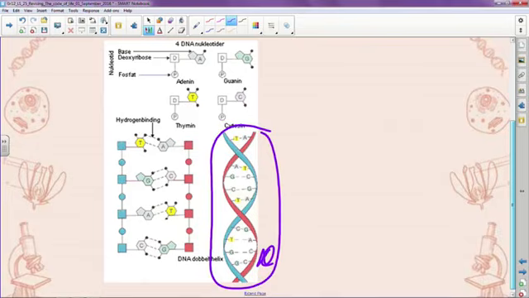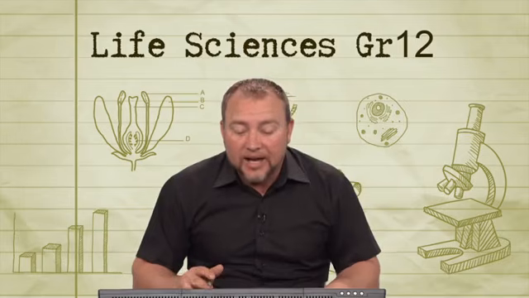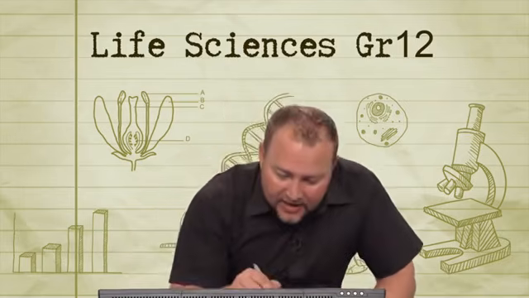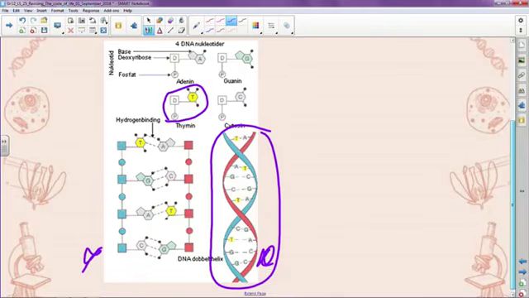Then you will notice on the left hand side over here, we've untwisted that double helix and we ended up with two strands, the green and the red. The green and the red are made up of certain things. So let's have a look at the nucleotides itself. And there they are. Now you will see very clearly that it's made up of three things.